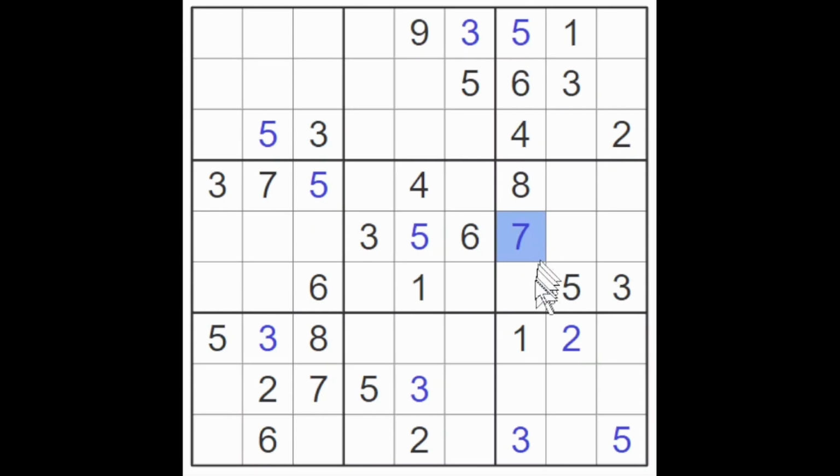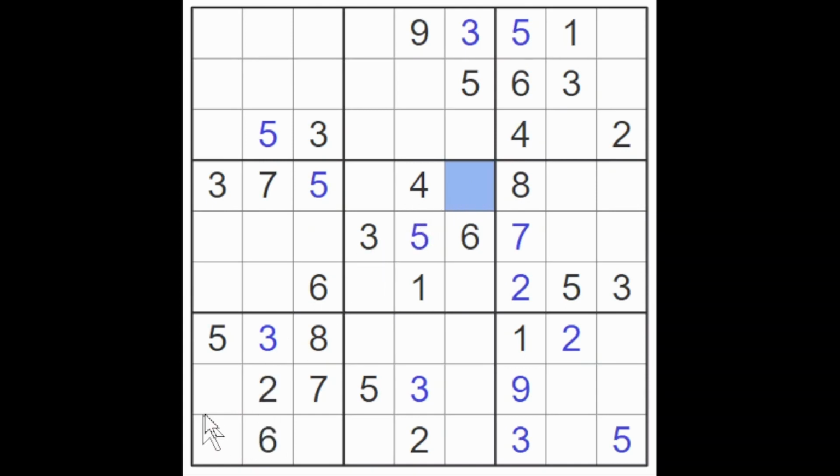Now we need to find a 2 and a 9 for the 2 remaining cells, and there's a 2 here, of course, that blocks this cell, so it must be a 9, and this must be a 2. And now one of these 2 cells must be a 2, of course.